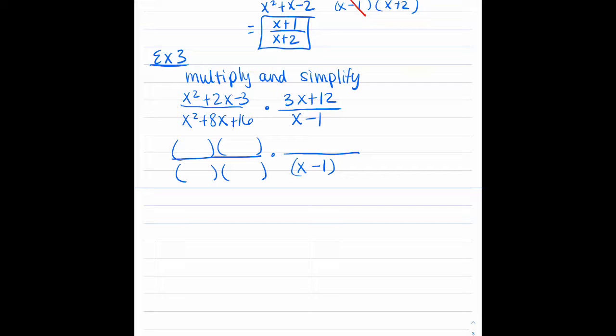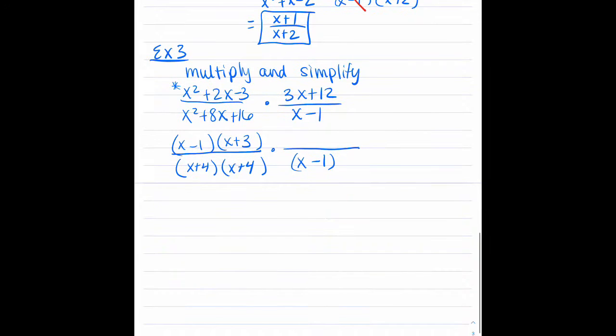Okay, so let's just start with the first fraction. If you did a t-chart for this one right here, your answer is going to come out to be x minus 1, x plus 3. So you can do a t-chart and see if that works. And then on the denominator, you're going to get x plus 4, x plus 4. Okay, you could write it as x plus 4 squared, but we're not going to do that yet. We're going to combine at the end.